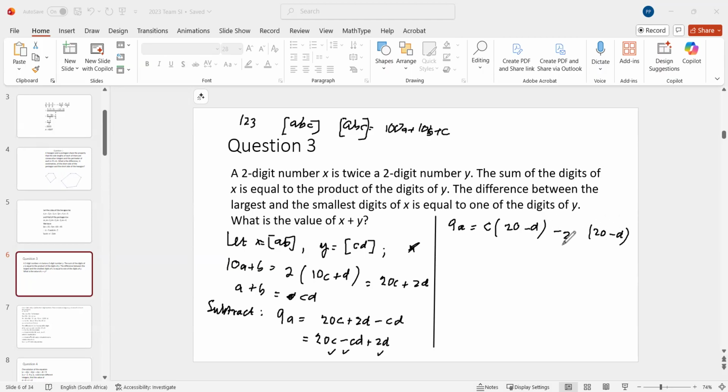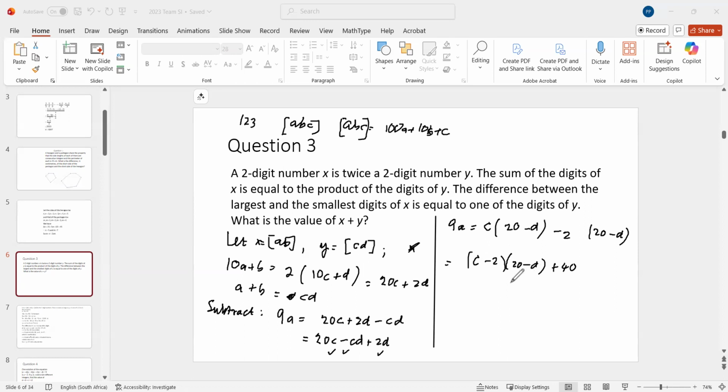But the problem is that I've added something here, which is minus 40. And it wasn't there. So I have to add 40 to nullify it to this expression. So the nice thing about this is this factorizes as C minus 2 into 20 minus D. Right? But this minus 20 times 2, I have to add 40 to make this thing equal.